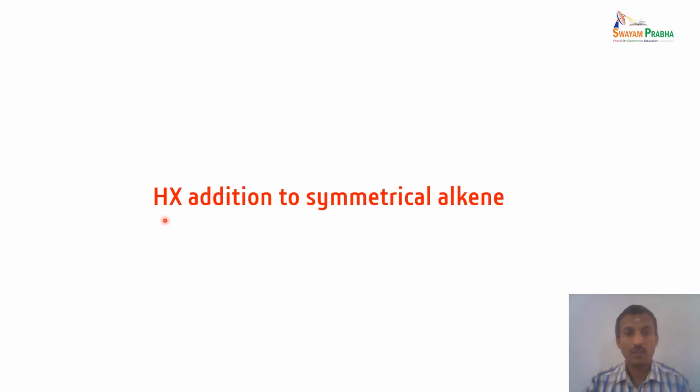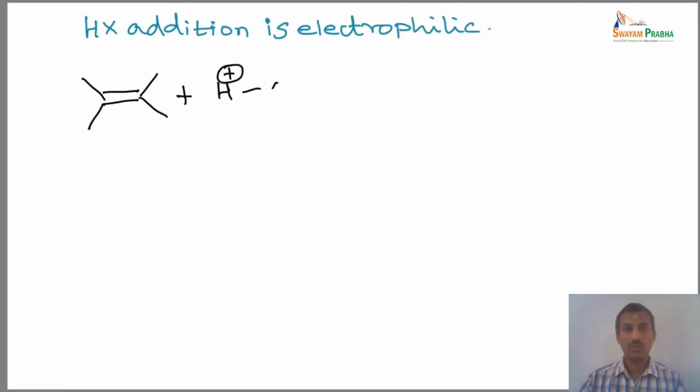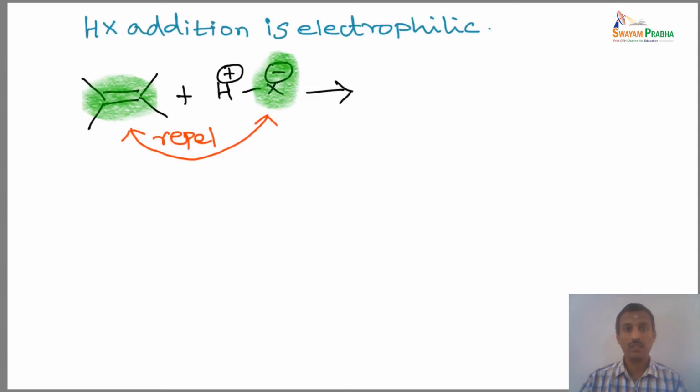Let us look at HX addition to symmetrical alkenes. Let us look at how the HX adds to the alkene. Here the HX addition to alkene is an electrophilic addition. Let us find out how we decide whether it is an electrophilic addition or not.